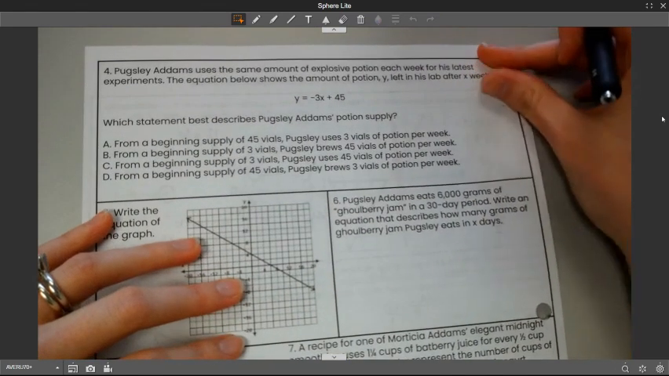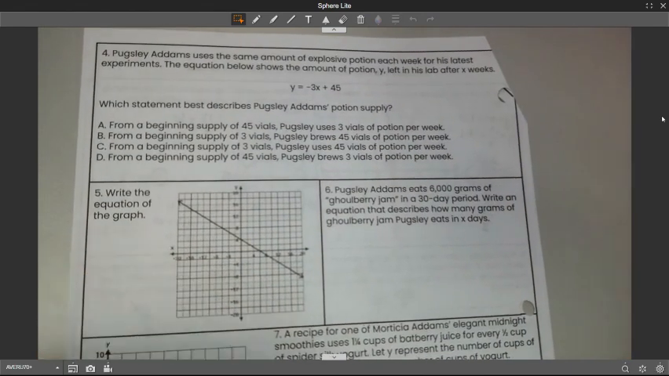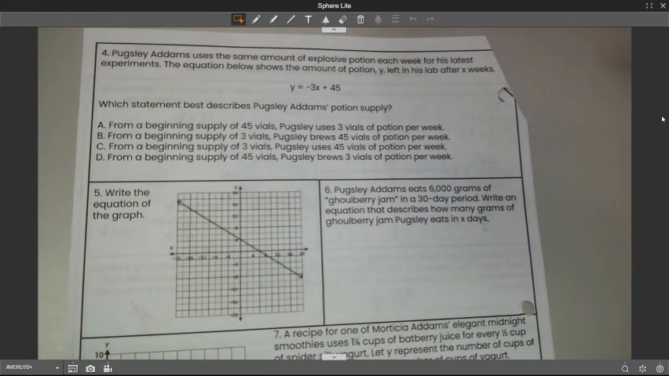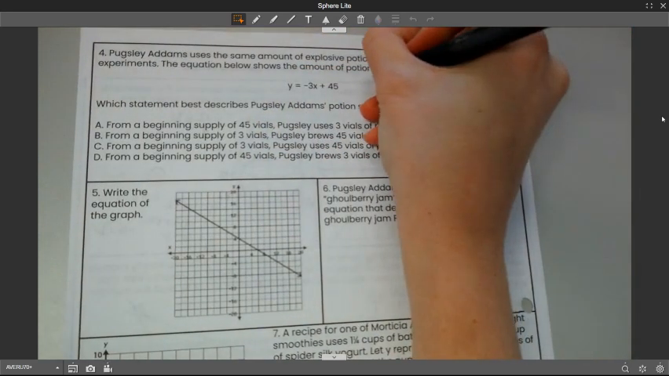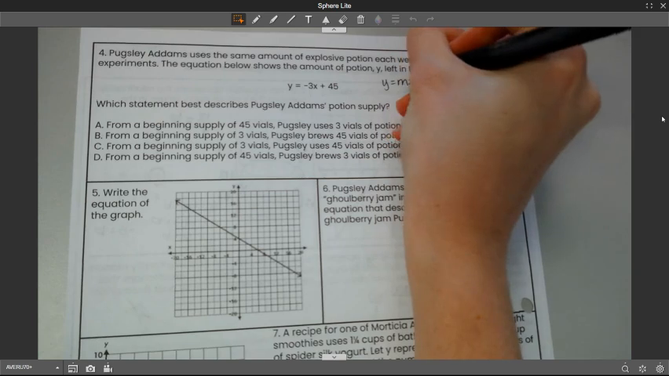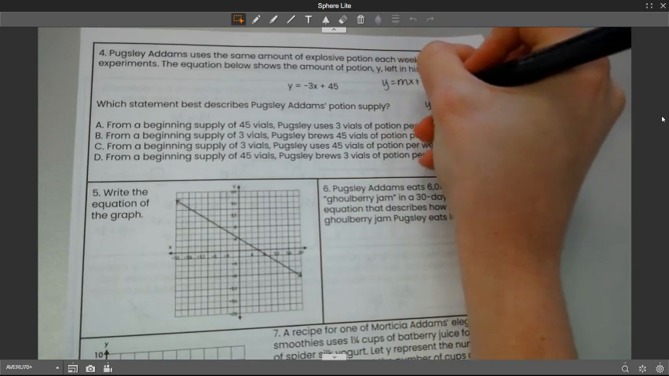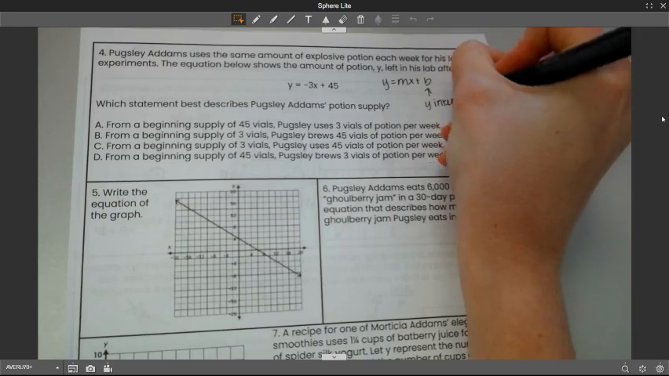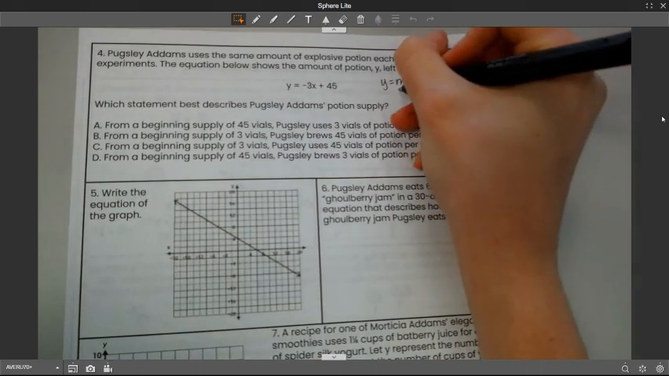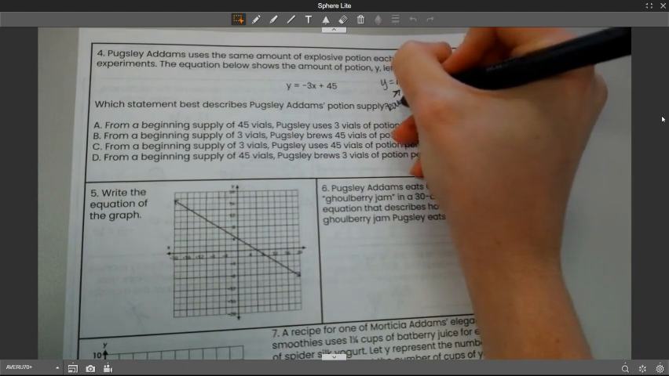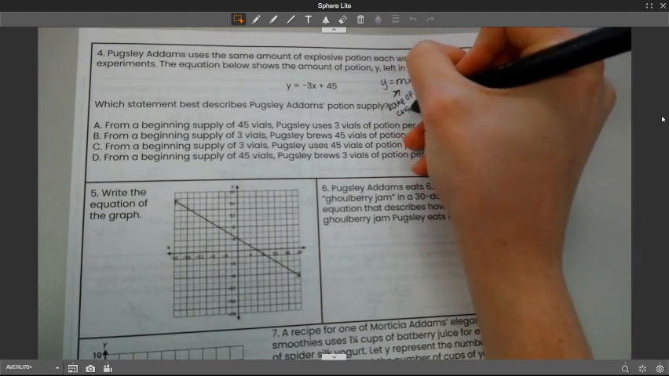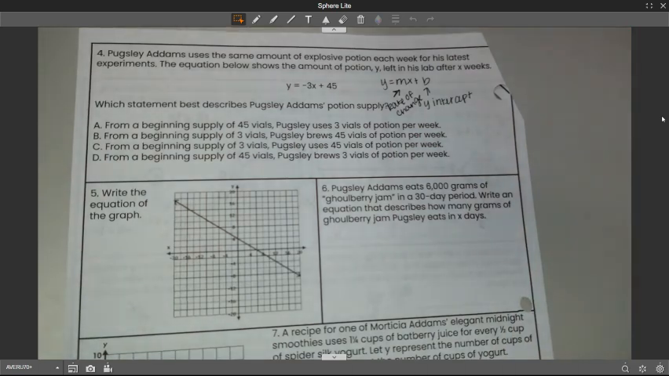Number 4, Pugsley Addams uses the same amount of explosive potion each week for his latest experiments. The equation below shows the amount of potion y left in his lab after x weeks. Which statement best describes Pugsley Addams' potion supply? So here we have non-proportional, so this is y equals mx plus b. b is our y-intercept or our starting point, and m is going to be the rate of change or your slope.